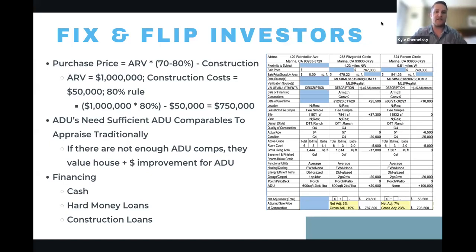An example of this is if we had a property with an ARV of $1 million and a construction cost of $50,000, and we were going to use the 80% rule. We take that million, multiply it by 80%, which gets us $800,000. Then we subtract $50,000. And now we have a purchase price of $750,000. So if you brought an investor a property like this, and they had told you before, hey, I want to be at 80% of ARV less my construction costs, and you brought them this property for that purchase price, they should be ready to move forward.